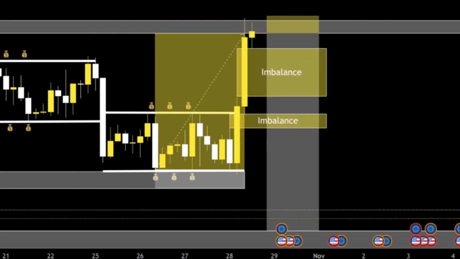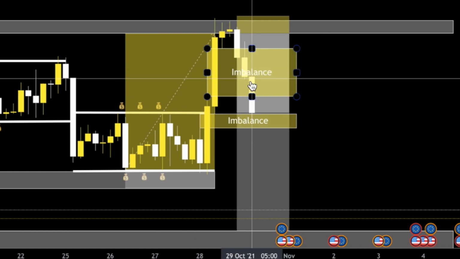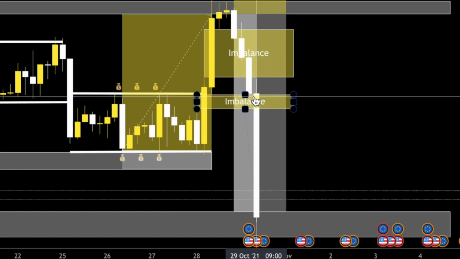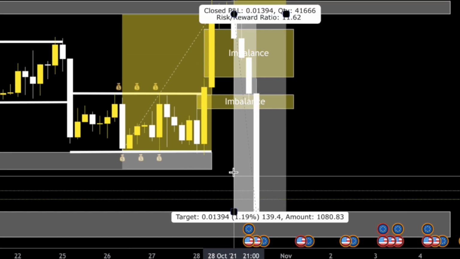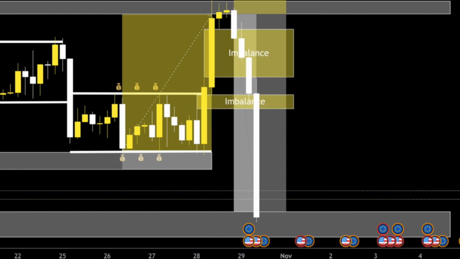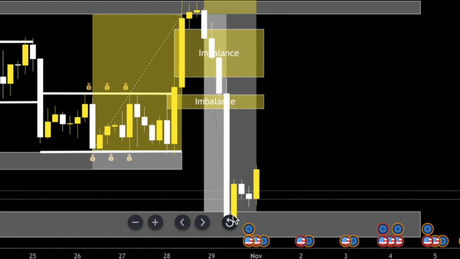So as you continue to play this out, you guys can see how this happened, right? Boom, went ahead and mitigated this imbalance. Now we just need to clear this one as well. There we go. Went ahead, completely gapped this imbalance and took out all of this liquidity, just completely swept that liquidity within one 4-hour candle, guys. And then you see price starting to reverse here once it tapped into that level of demand.